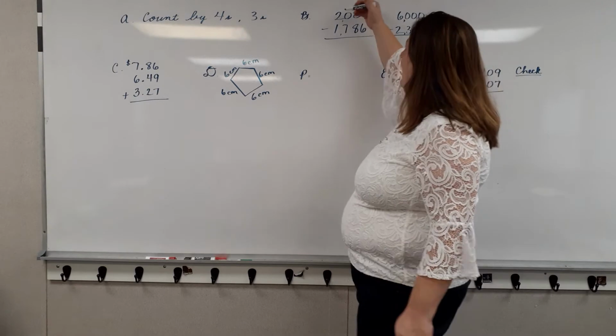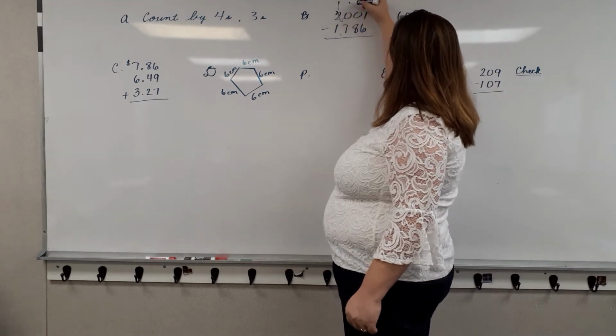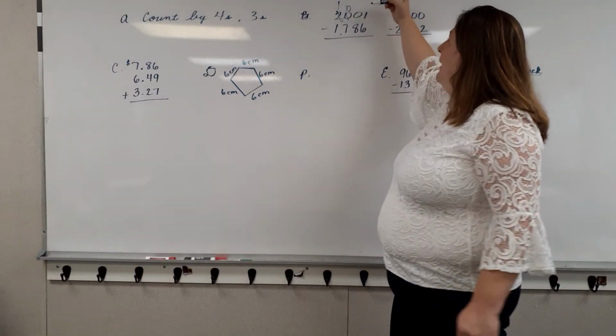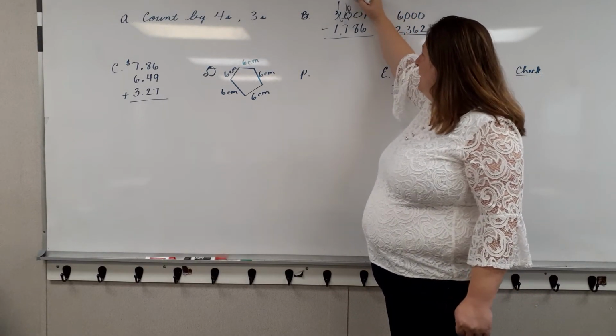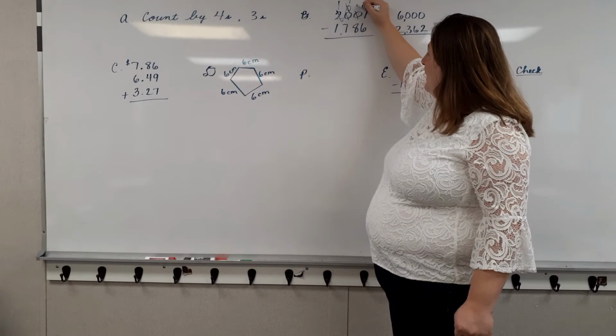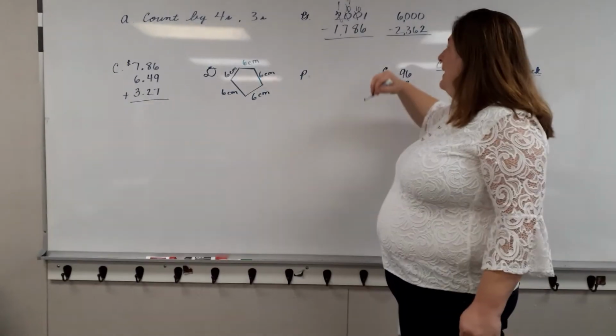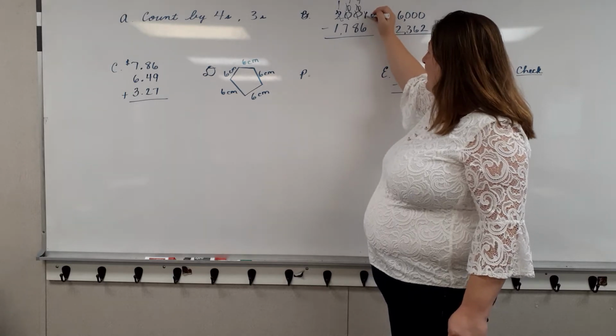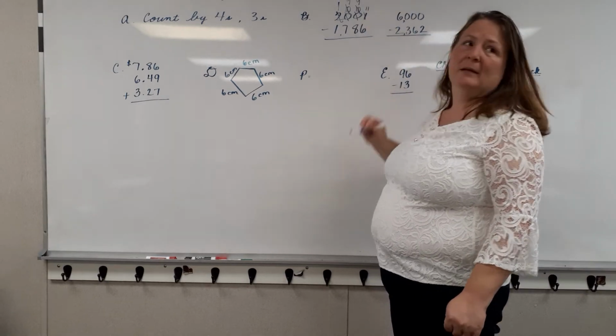The 2 becomes a 1. And now this 0 becomes a 10. And now you have to borrow from the 10, make it a 9, and this 0 becomes a 10. And now you have to borrow from this 10 and make it a 9, and this 1 becomes an 11.